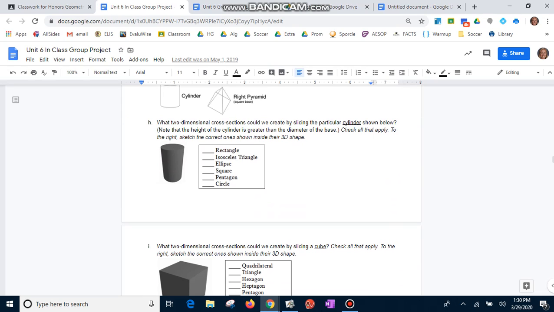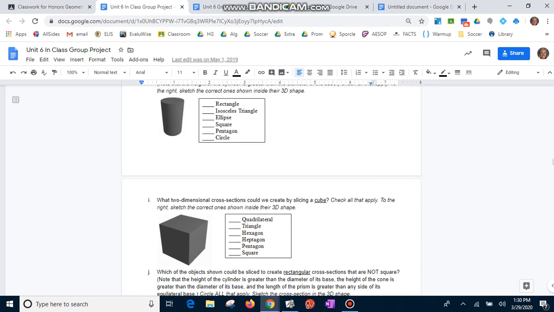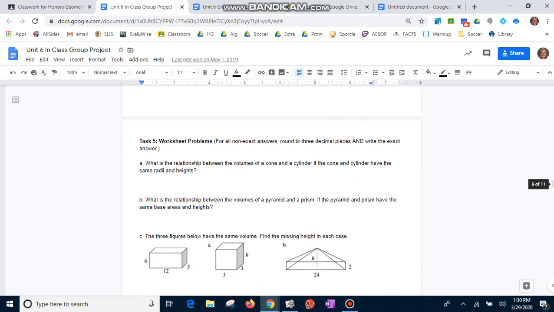And then in the ones like H, it says check all that apply. And then to the right, make sure you sketch the correct ones shown inside their 3D shape. So you're going to sketch another cylinder over here. And then you're going to sketch, if you think you can make a rectangle, how can you make a rectangle in that cylinder? So that's what you're going to do through that task.